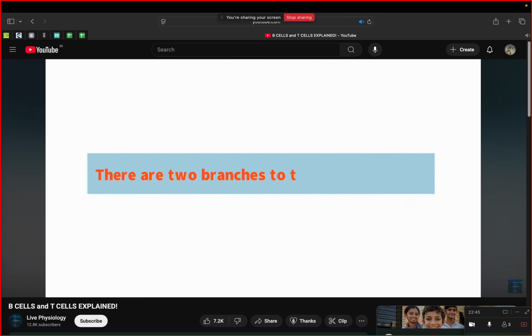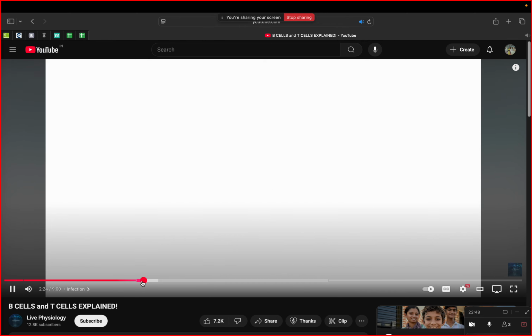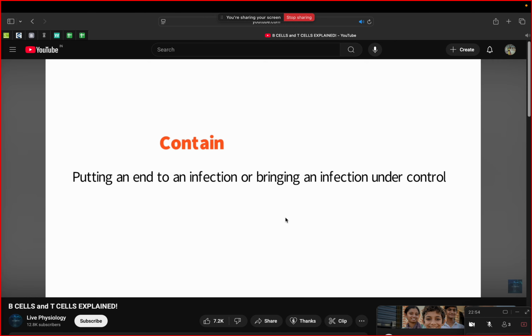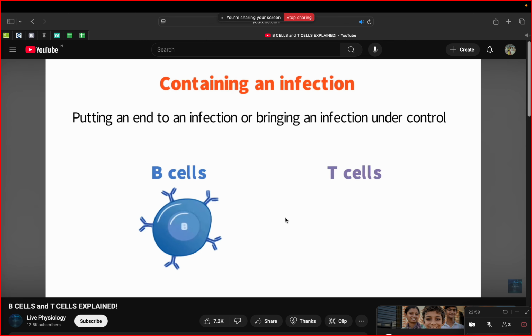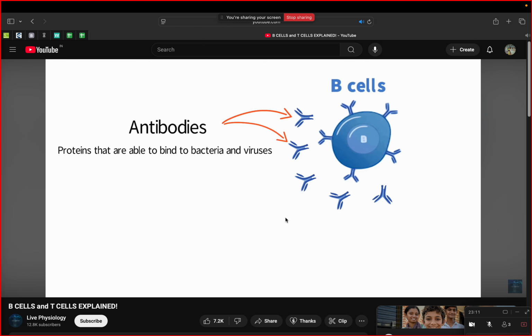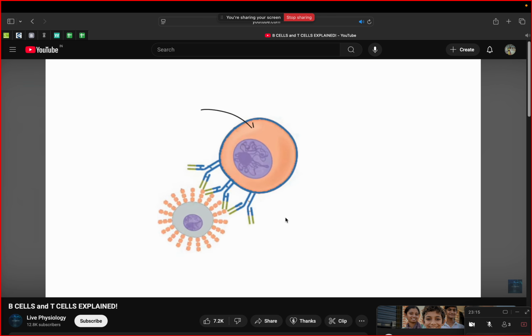Number 1. There are 2 branches to the immune system. In immunology, putting an end to an infection or bringing an infection under control is often referred to as containing an infection. While B cells and T cells are both components of the adaptive immune response, they contain infections in different ways. B cells produce and secrete antibodies. Antibodies are proteins that are able to bind to bacteria and viruses. Antibodies binding bacterial cells or viruses prevents infections from spreading.